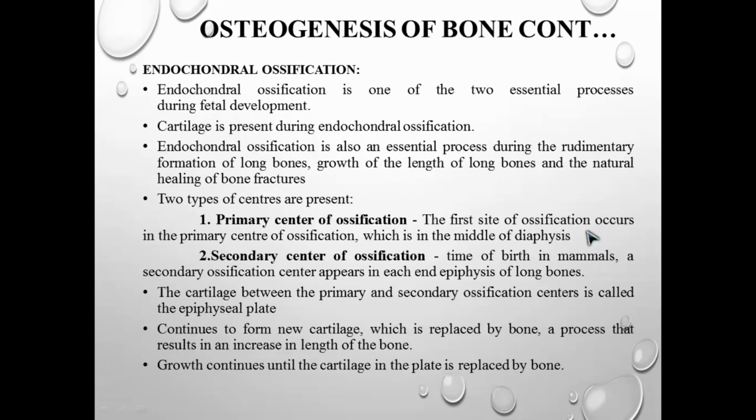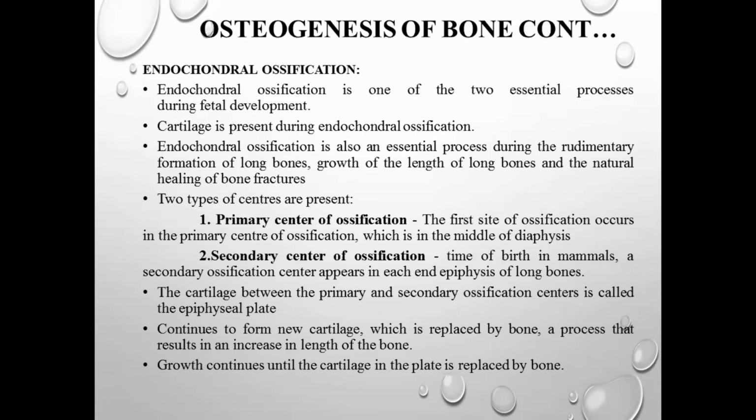Okay, next is endochondral ossification. Endochondral ossification is one of the two essential processes during fetal development. The cartilage is present during the endochondral ossification. The endochondral ossification is also an essential process during the rudimentary formation of the long bone, growth of the length of the long bone, and the natural healing of bone fractures.